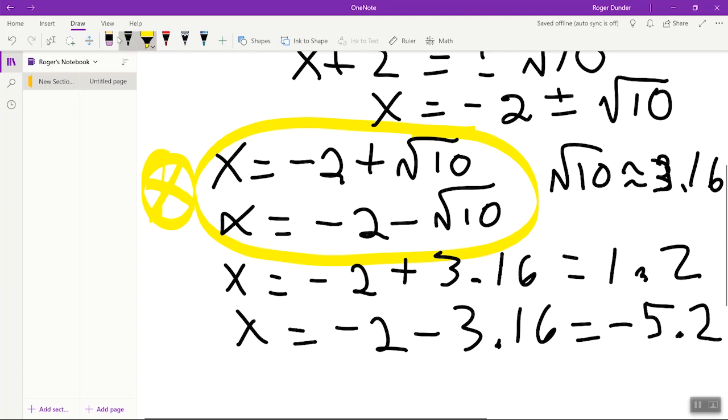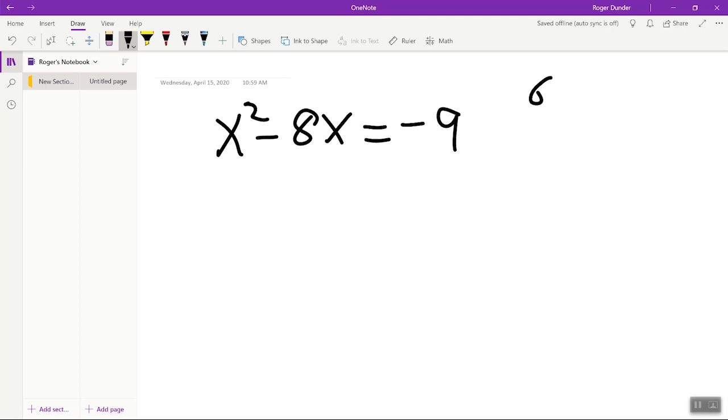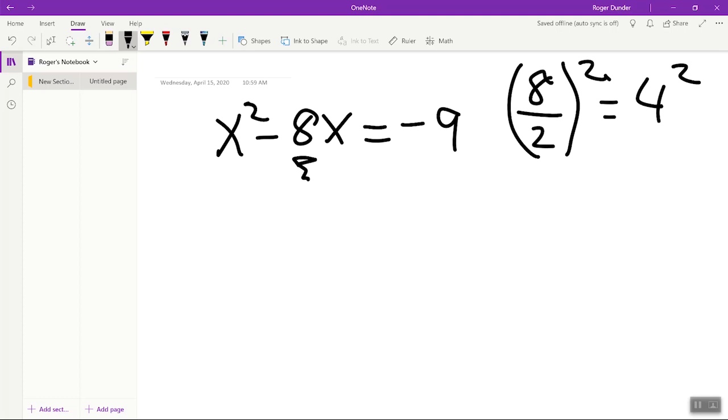All right, let's see if we can do another example. x squared minus 8x equals negative 9. We want to solve this by completing the square. Remember, the square of half the coefficient of x must be added to both the left and the right. What's the coefficient of x? 8. This is the coefficient of x right here. What's half of that? Divide it by 2, and then square that. 8 divided by 2 is 4. So 4 squared is what we will add to the left and to the right.